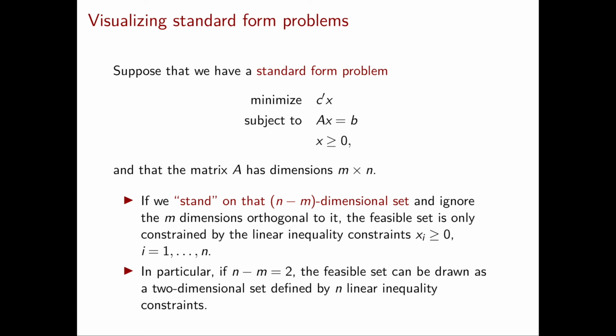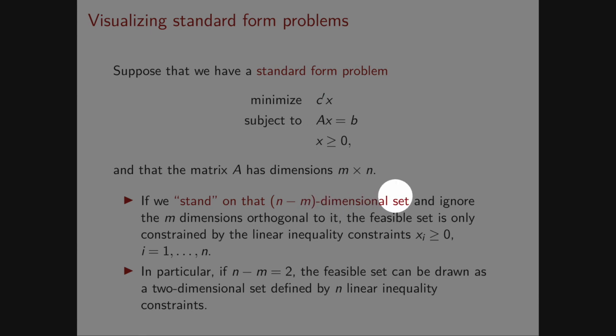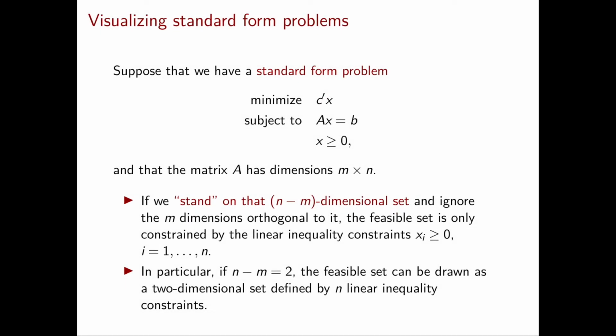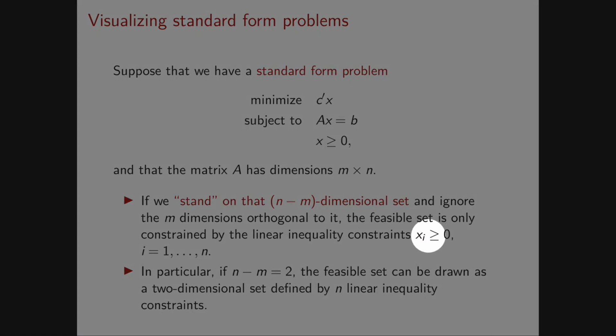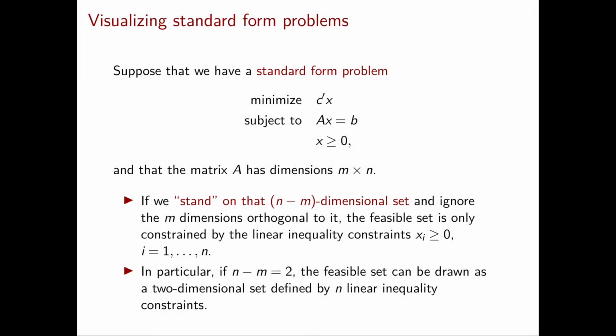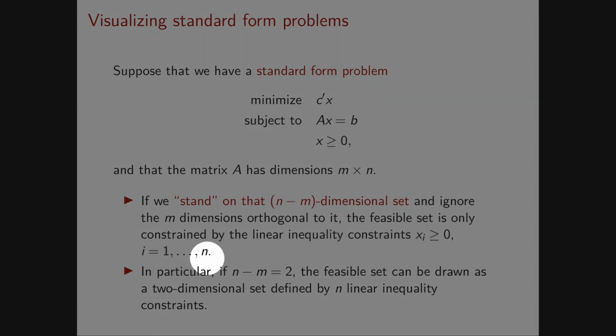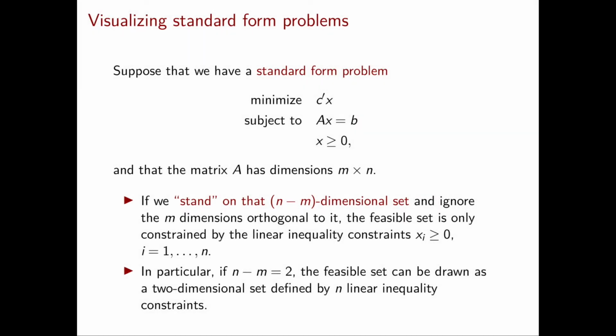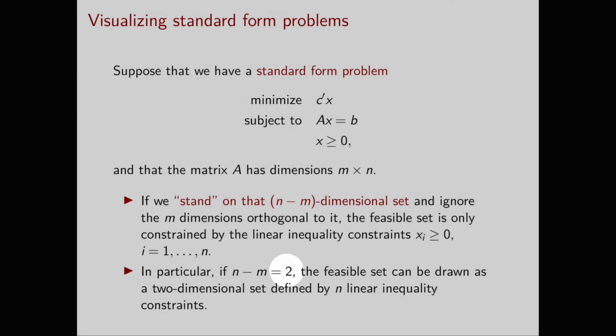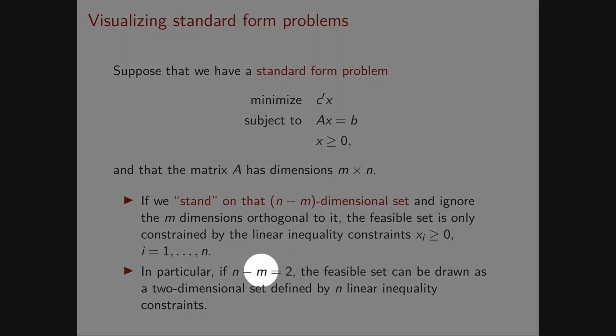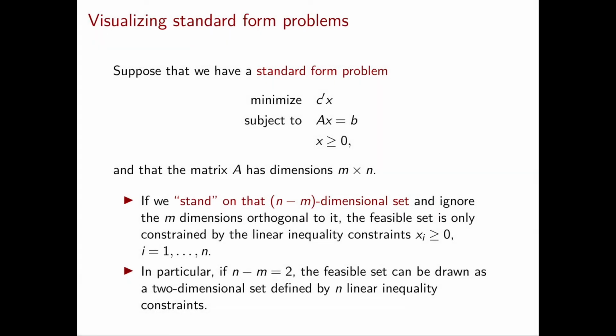The idea then is that we don't need to visualize anything that doesn't lie in that n minus m dimensional space. And in our n minus m dimensional set, we are only constrained by the remaining constraints defining the feasible region, which are only the non-negative inequalities. The number of these non-negative inequalities is exactly n. So, for example, if n minus m equal to 2, then we can draw our feasible set as a two-dimensional set defined by n linear inequality constraints.